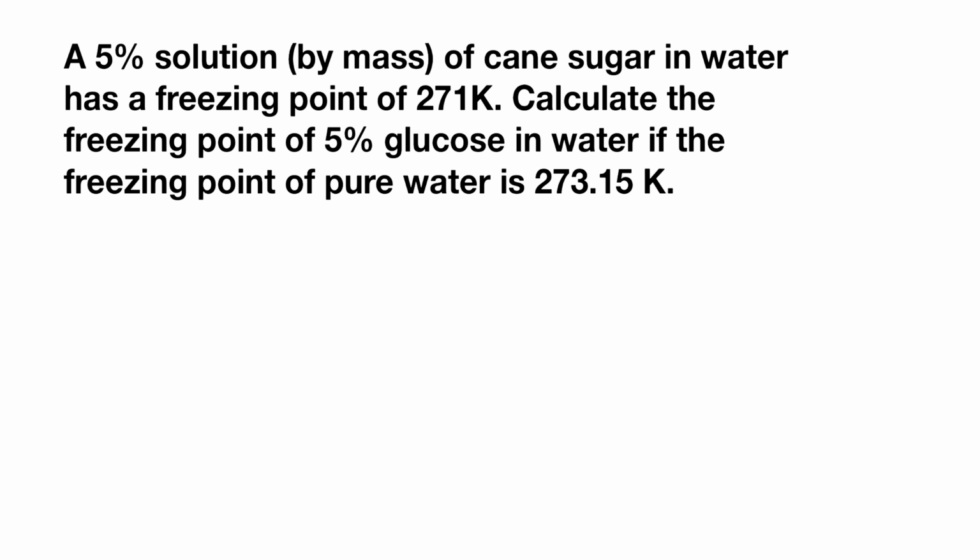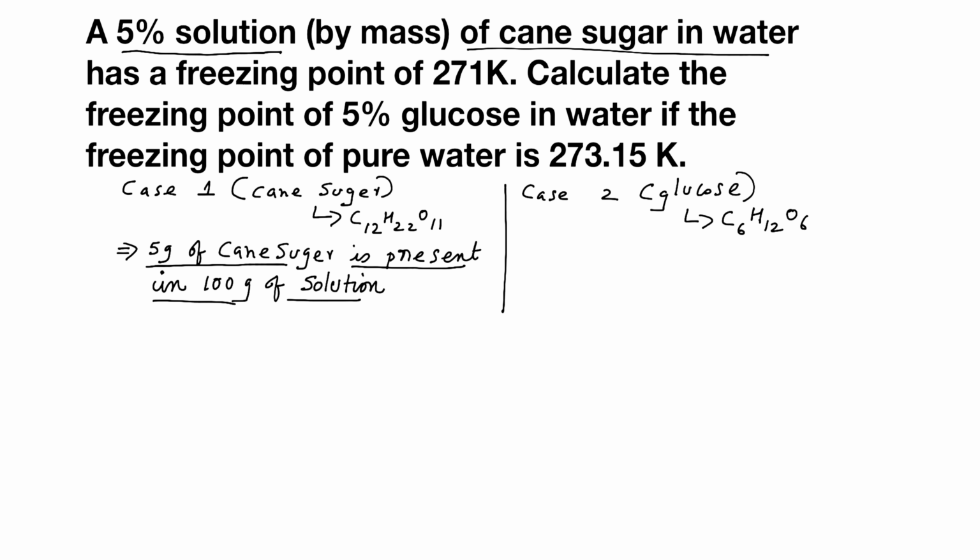Okay, now what is the meaning of 5% solution of cane sugar in water? What is the exact meaning? Exact meaning is 5 gram of cane sugar is present in 100 gram of solution. So what is the mass of solute? Mass of solute is 5 gram. What is mass of solvent? It is 100 minus mass of the solute. What is that? It is 95 gram.